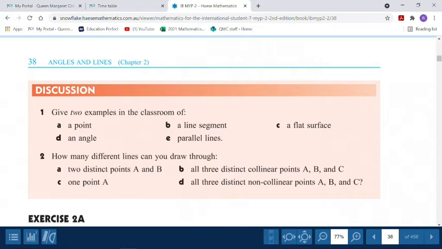What does a line segment mean? That's A, that's B. So like here, the end of this desk to the end of this desk. This is a line segment because it has an end here and an end here. Good job. All right.